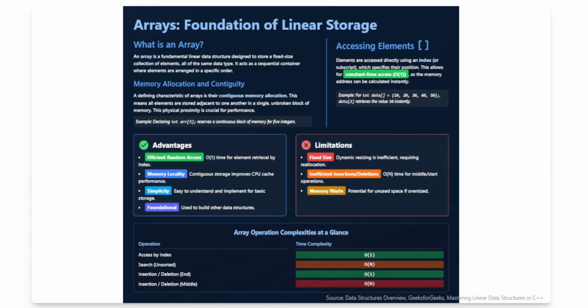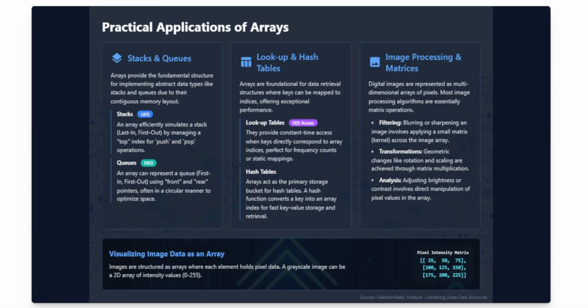Arrays excel in random access efficiency and simplicity, making them foundational for building complex data structures. However, they face limitations, including fixed sizing, inefficient middle insertions requiring element shifting, and potential memory waste. Understanding these trade-offs between O(1) access speed versus O(n) modification costs is crucial for optimal implementation. Arrays serve as the backbone for numerous practical computing applications.